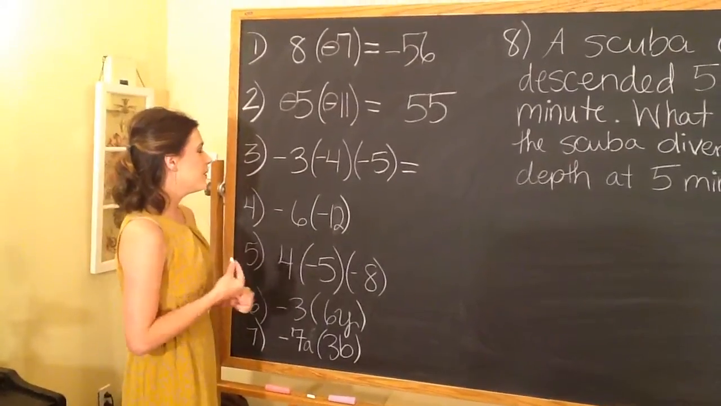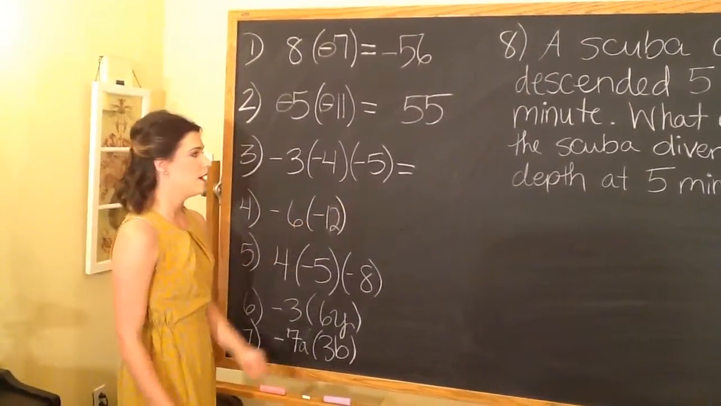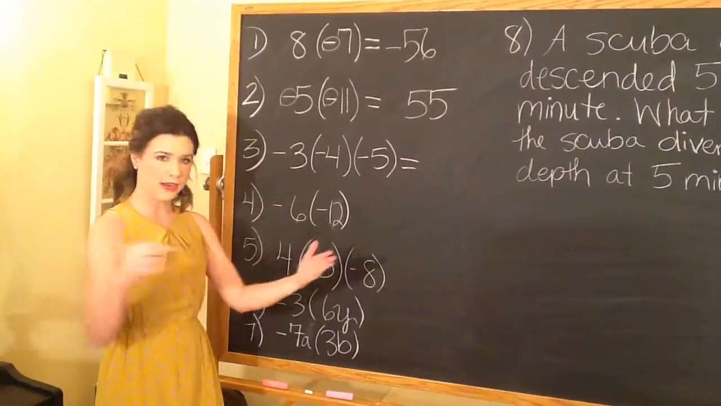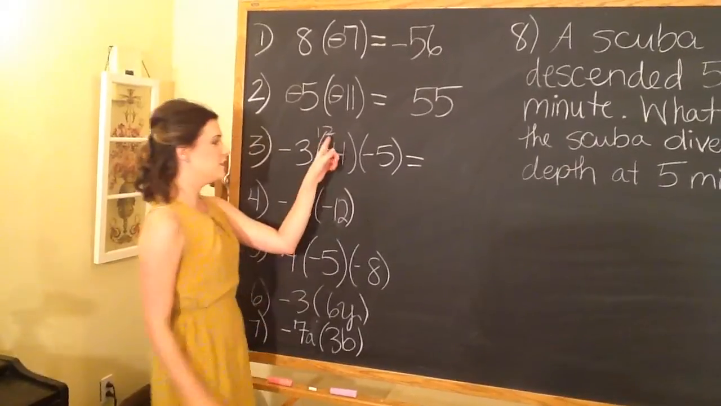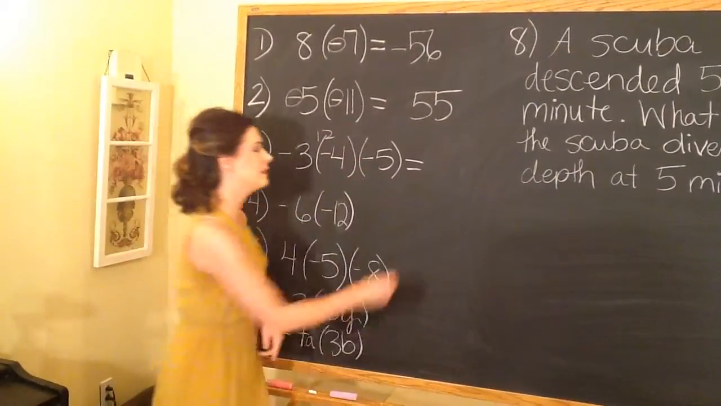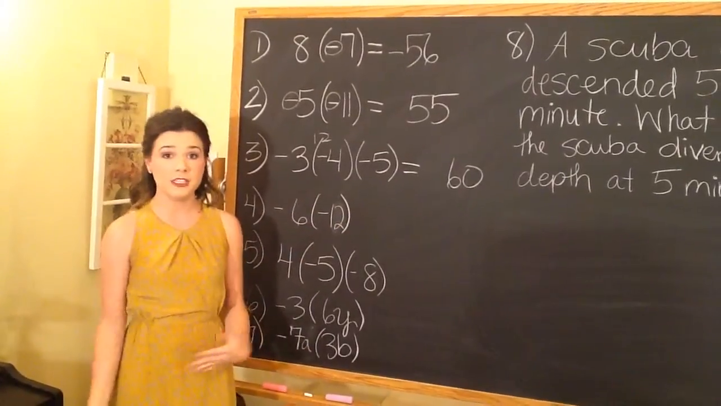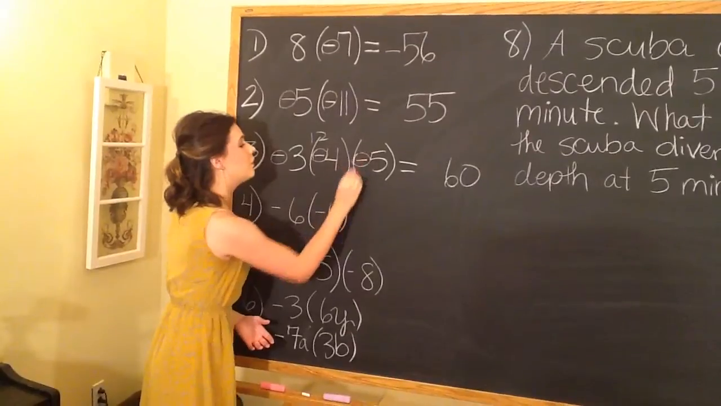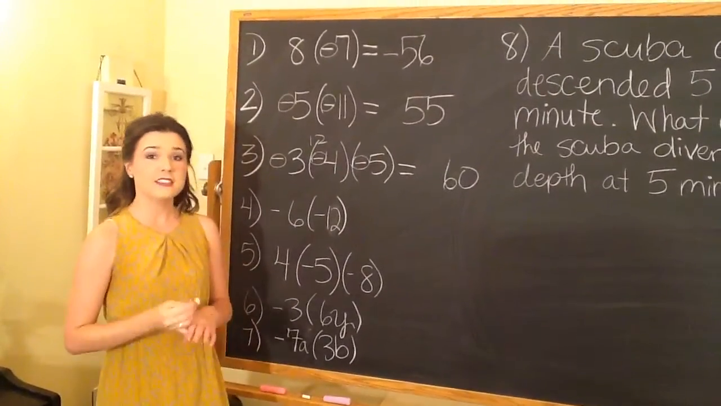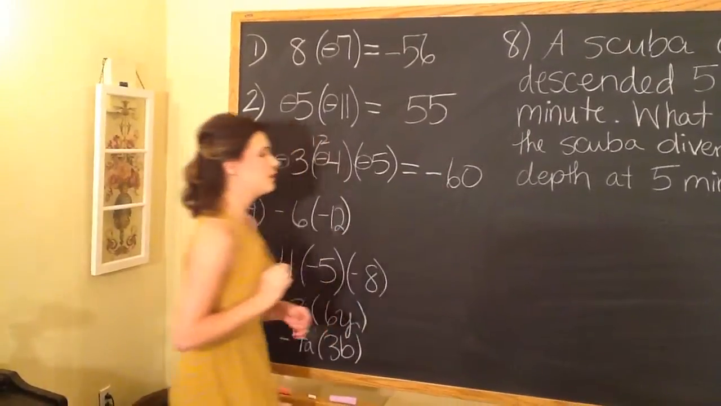Okay, number 3. We have negative 3 times negative 4 times negative 5. So let's go ahead, first step, multiply across. So 3 times 4 gives me 12, and then 12 times 5 gives me 60. Okay, so my answer is 60. Now is it positive or negative? Let's see. We have 1, 2, 3 negative signs. Since that number is odd, our answer is going to be negative.